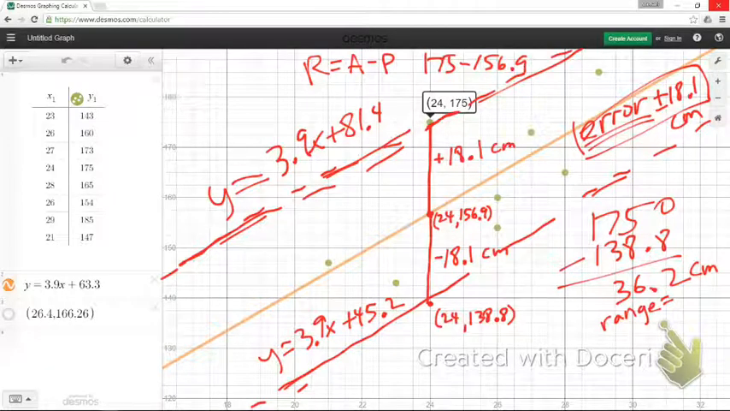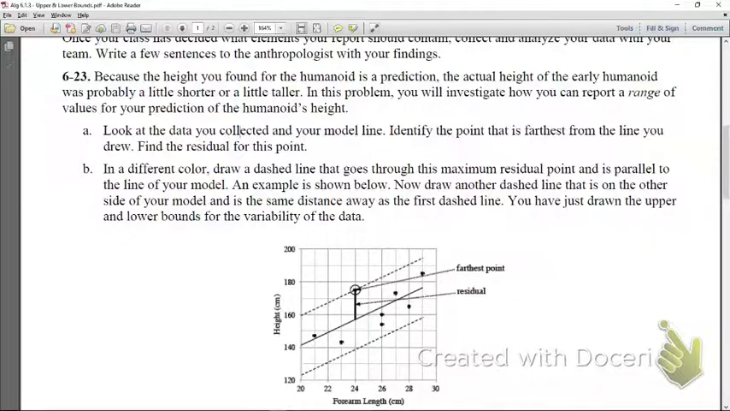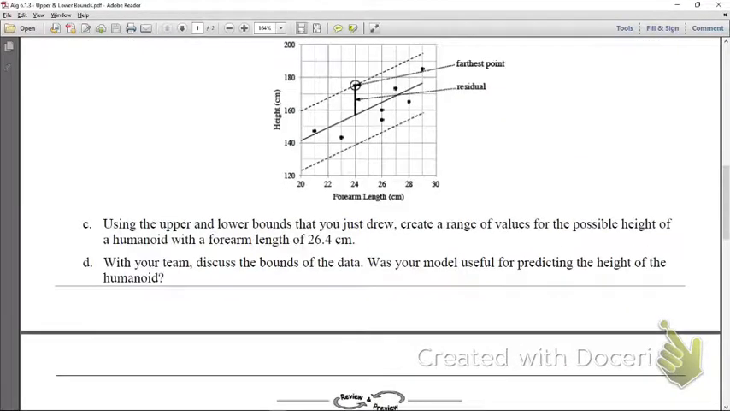So you want to discuss with your group real quick, or have this discussion as I wrap up here. Okay, this is all going to go away. 3, 2, 1. Let's answer this final question here. We kind of did this using the upper and lower bounds to create a range of values. With your team, discuss the bounds of the data. When it says create a range of values, they actually want the actual values. I'm sorry. So when they say range of values, they're asking for the highest and the lowest, the minimum and the maximum. So answer that way. But the actual range was 36.2.